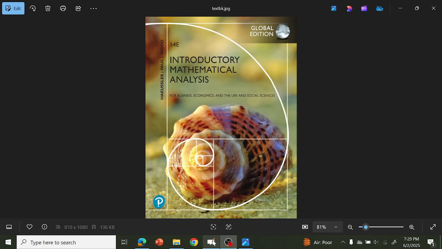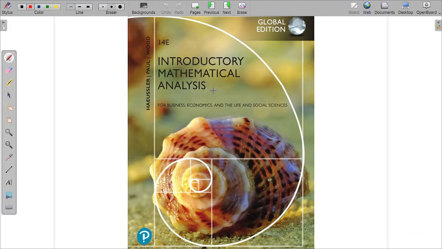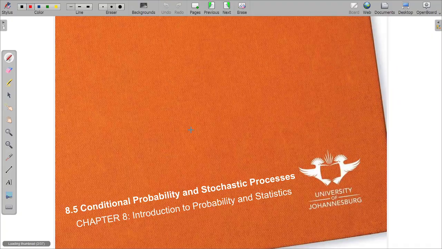All right, welcome back to Introductory Mathematical Analysis A. We are still in chapter 8, and here we're going to be doing some examples. I will reiterate: 8.5, and then we do examples in 8.5. Section 8.5 is conditional probability and stochastic processes. That is 8.5.